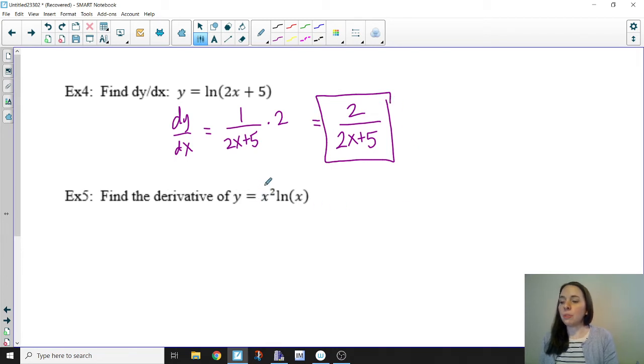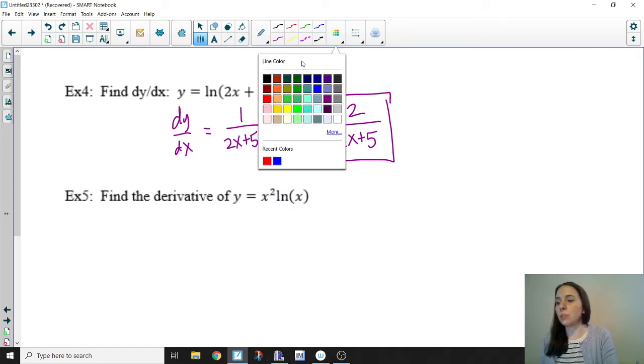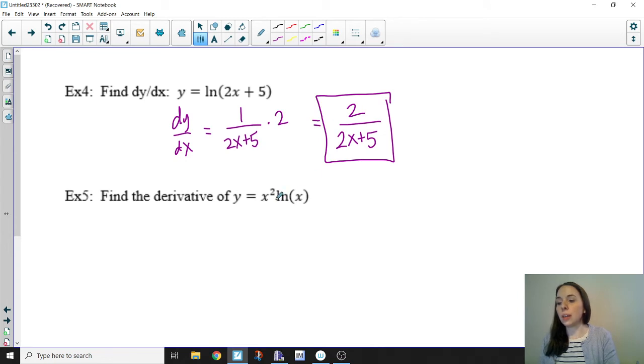Example 5, find the derivative of x squared times the ln of x. Here we just have a plain ln of x, but we need to remember to use product rule again, right? There's another product rule. 1 d2 looks like that, plus 2 d1 looks like that.